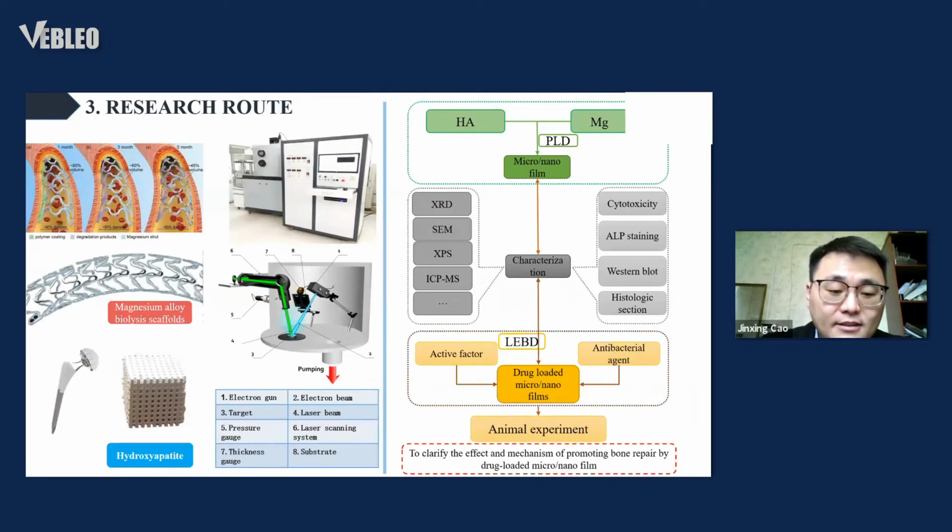However, the effect of slow drug release is better than explosive drug release for repairing bone tissue defect. In this study, magnesium and hydroxyapatite were used as raw material for the sustained release film.